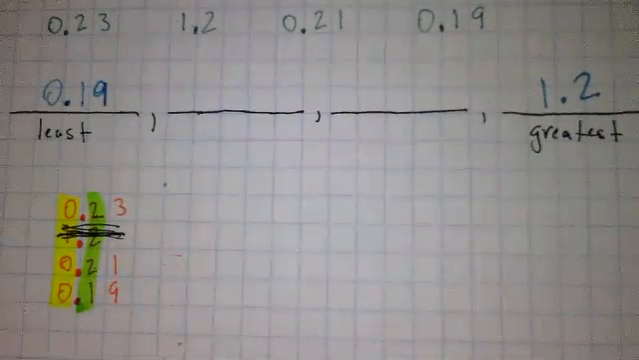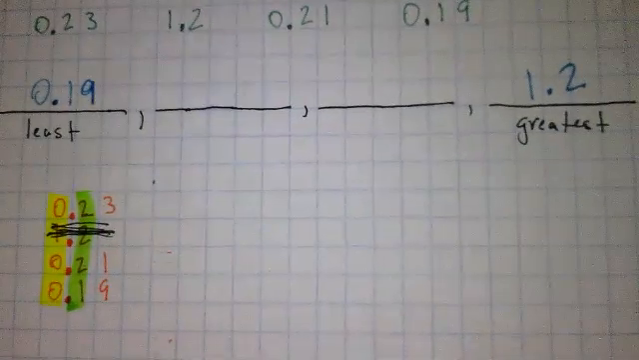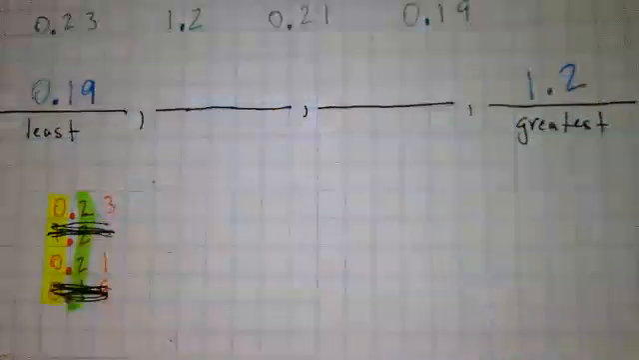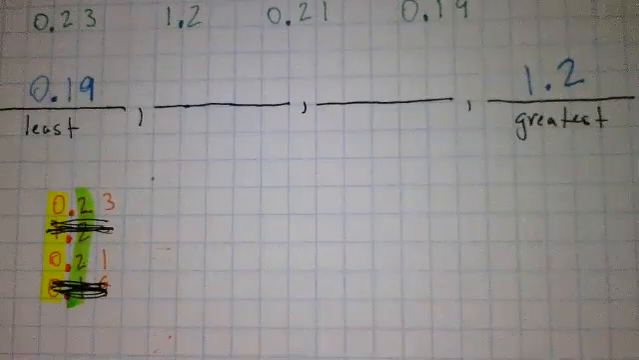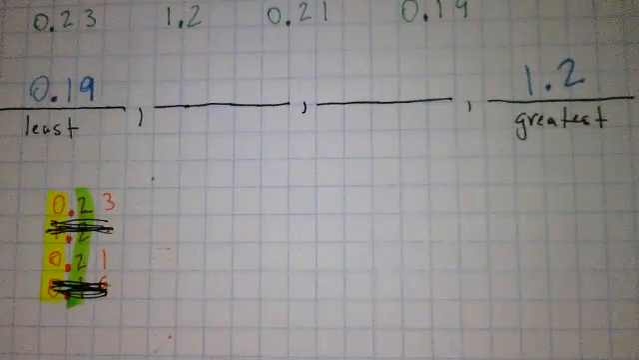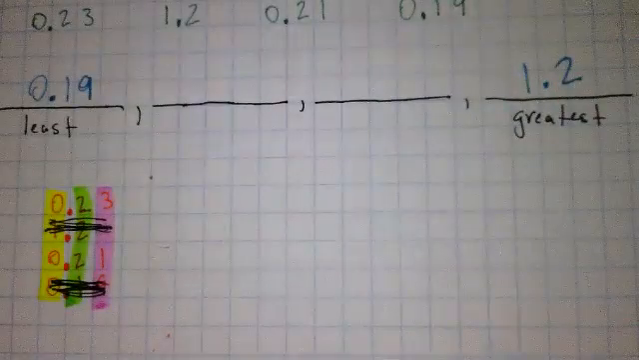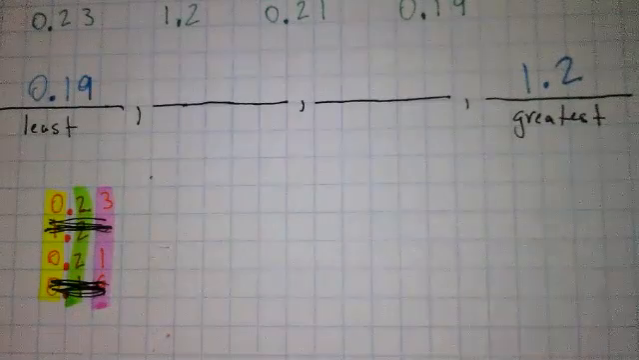That's going to be my smallest, for sure, right? Because the other two are both bigger than it. So now we can cross out 0.19. We've answered that one. And we have one place value left to look at. We have 2 numbers left, right? 0.23 and 0.21, and we need to figure out which one's bigger or smaller, where they go, right? So we're going to look at our hundredths place value, right?